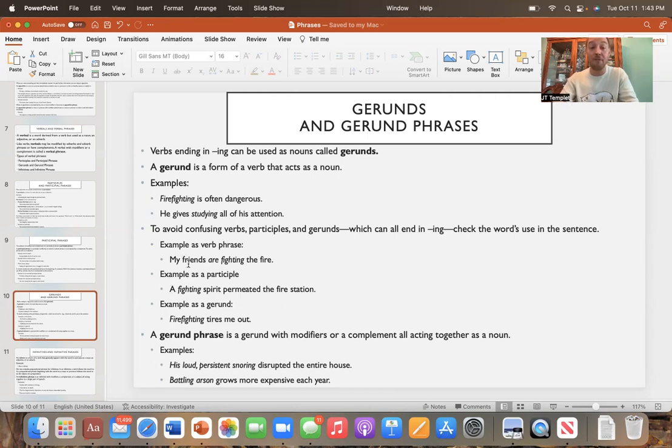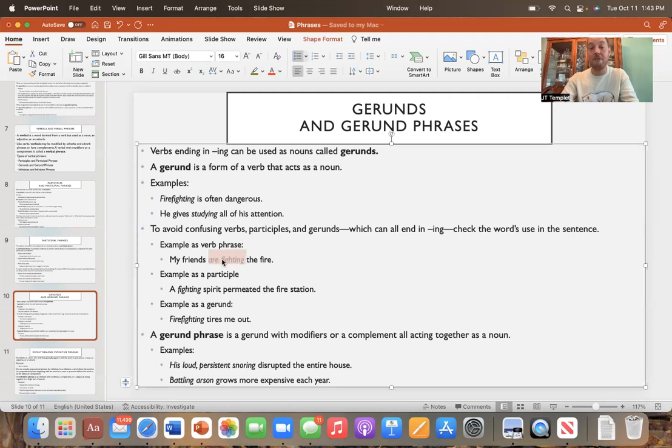So here as a verb phrase, my friends are fighting the fire. Here it's the action, right? Are fighting, that's what they're doing. As a participle, a fighting spirit permeated the fire station. Here it's an adjective. In examples of gerund, it's functioning as a noun, right? Firefighting, this thing tires me out.